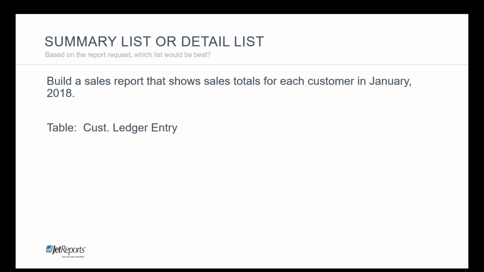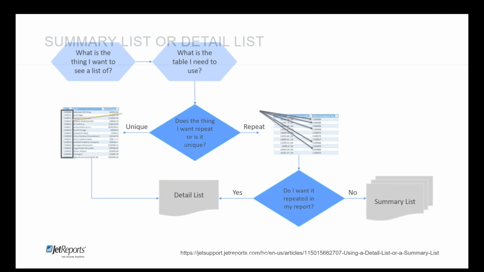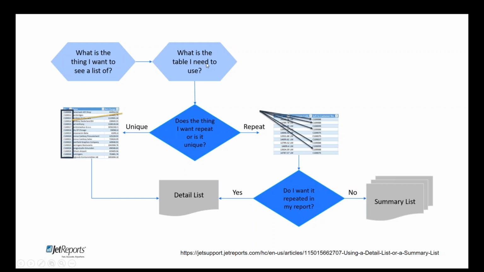Now, is this a summary list or a detail list? We can go back through that process. I want a list of customer numbers. I need to go to the customer ledger entry table, a customer transaction table. Could the thing I want repeat, or is it unique? Again, customer numbers could repeat because they could be associated with more than one sale. Hopefully they bought many things from us, not just one time. So it could repeat.